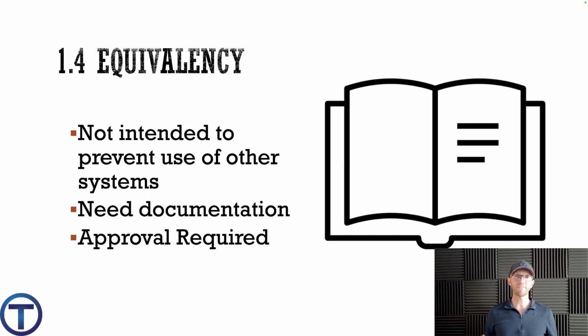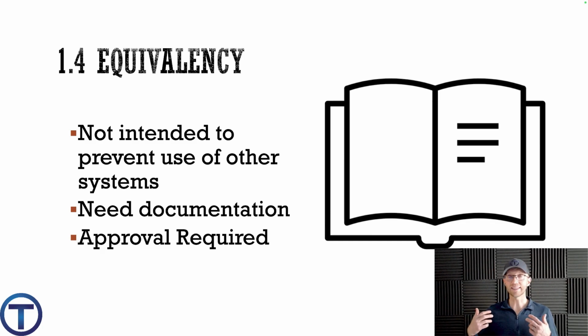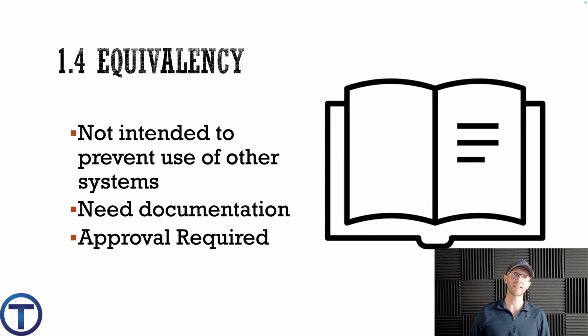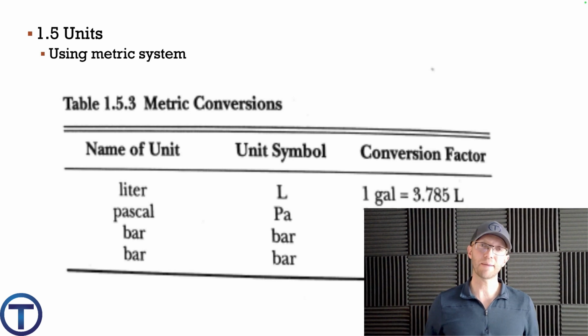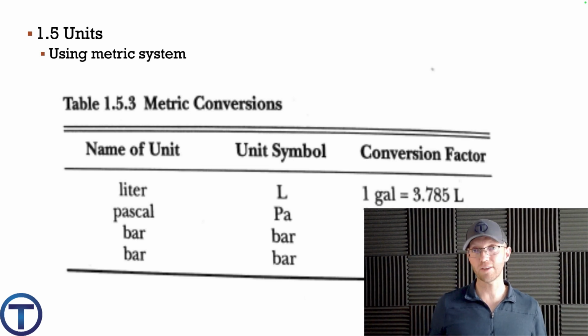Section 1.4, Equivalency. This code is not intended to prevent other systems from being used, but if they are used, first of all, you would need to present documentation that it's going to do the job. Second, approval would have to be required from the inspector or the code official, those that have the authority and jurisdiction in the area.